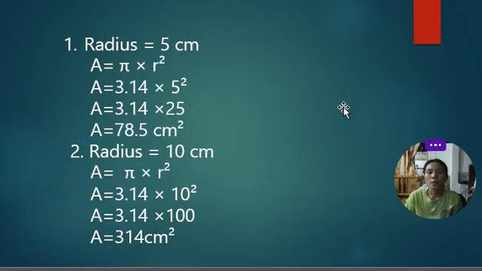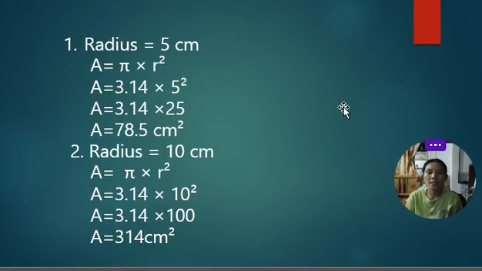Another example is a radius equal to 5 centimeters. The formula is A is equal to pi times r squared. So A is equal to pi, equivalent to 3.14, times the radius 5 squared. Then A is equal to 3.14 times 5 times 5, which is 25. So 3.14 times 25. The area of the circle with radius 5 centimeters is 78.5 centimeters squared.